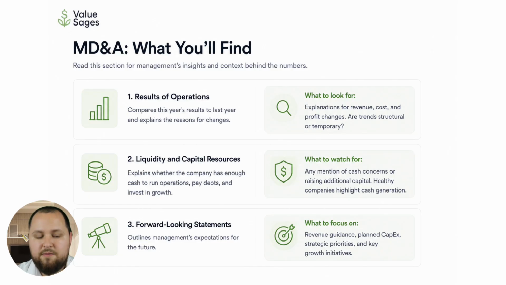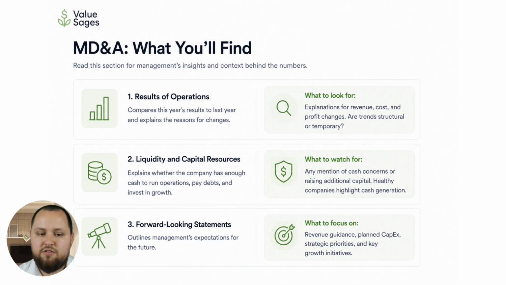Here's what you will find. Results of operations. This section compares the revenue, costs and profits between the current and the last year and explains the reason for each change. Look for explanations like "revenue increased 12% due to strong demand in our cloud segment," or "margins declined due to higher raw material costs." These explanations tell you whether a trend is structural or temporary.